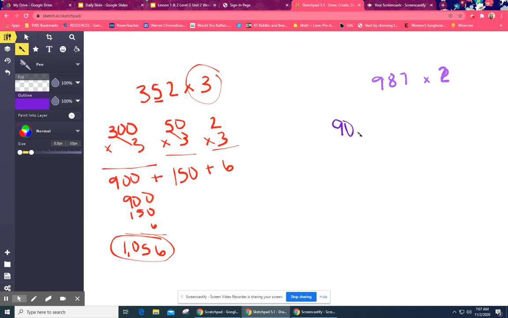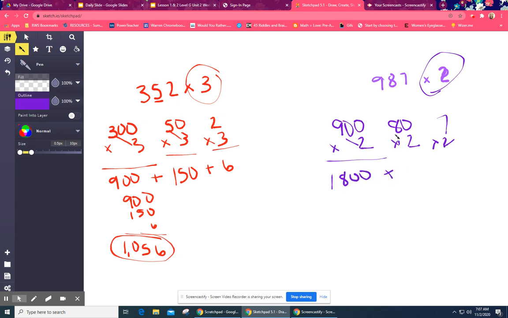987 breaks apart to 980 and 7. We're going to multiply each piece by 2 because of this. 9 times 2 is 18. Add my 2 zeros. I'm going to go ahead and put my plus sign. 8 times 2 is 16. Add my 1 0, so 160. And then 2 times 7 is just 14.